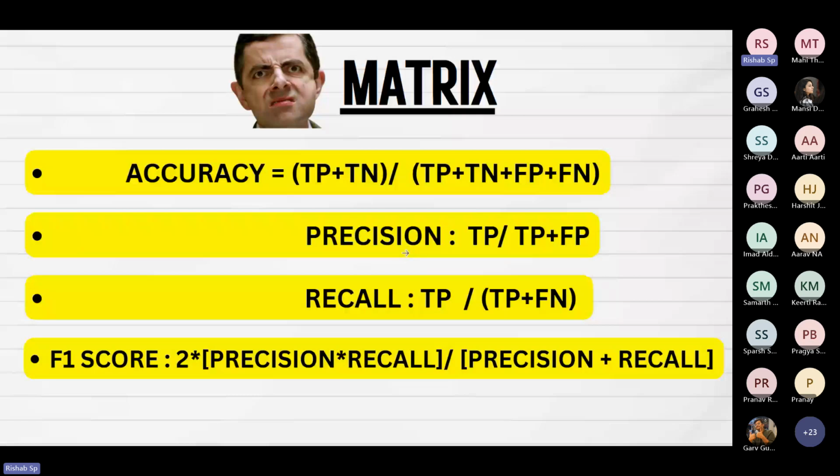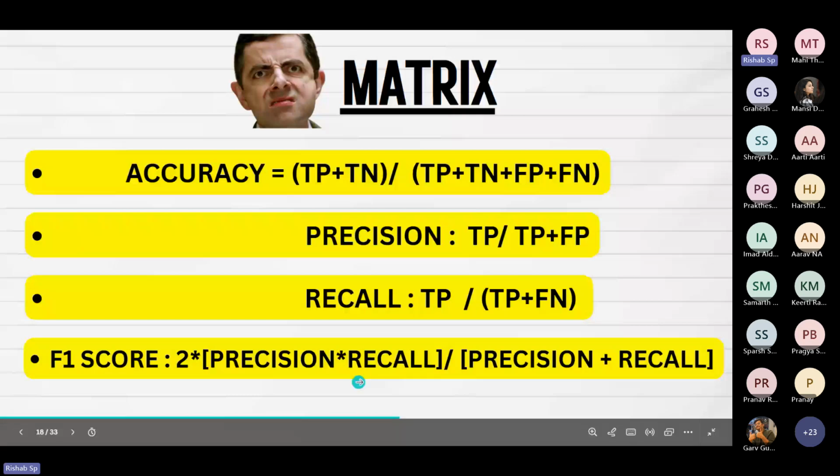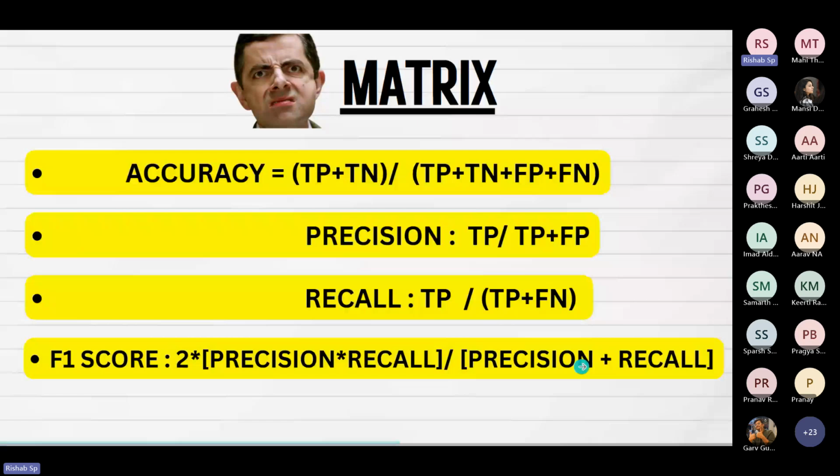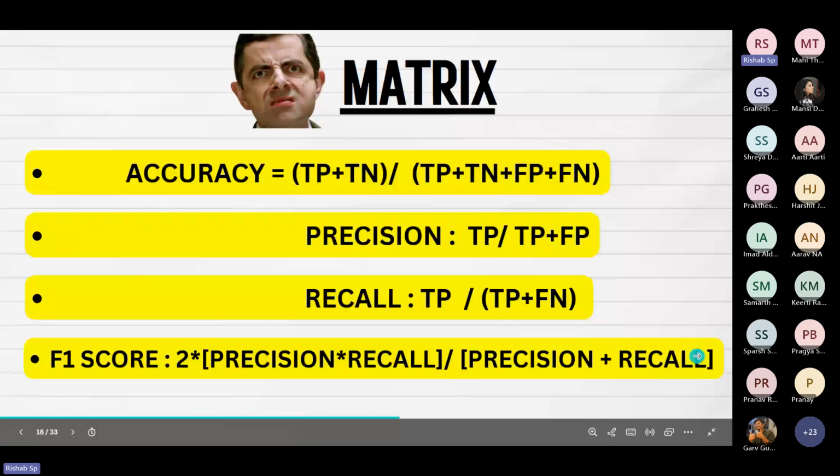So TP divided by what? First column, sum of first column. Recall, TP divided by sum of first row. We have an F1 score, 2 into, use this equation. First, you need to find these two values and you use this equation and you'll get the values. Simple.